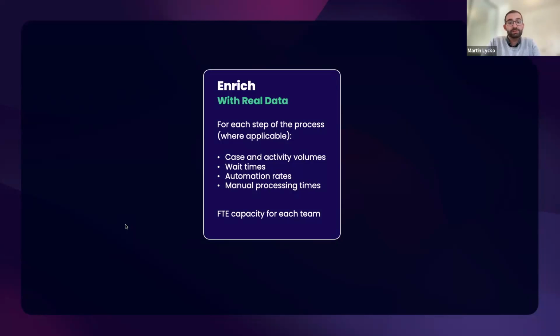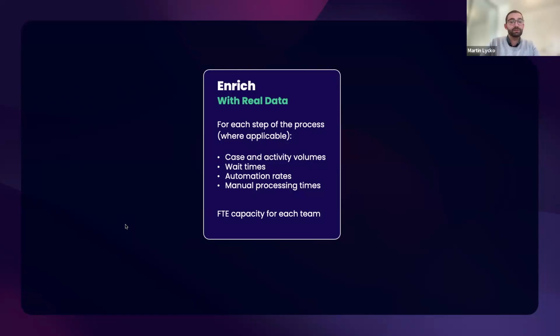And in those cases, we need to know two things. If there is automation, what percentage is it? Does it cover 50% of cases or 80% of cases? And if there is manual processing on a case, how long does that take on average? Does putting an order into the system take 5 minutes or 10 minutes, for example?